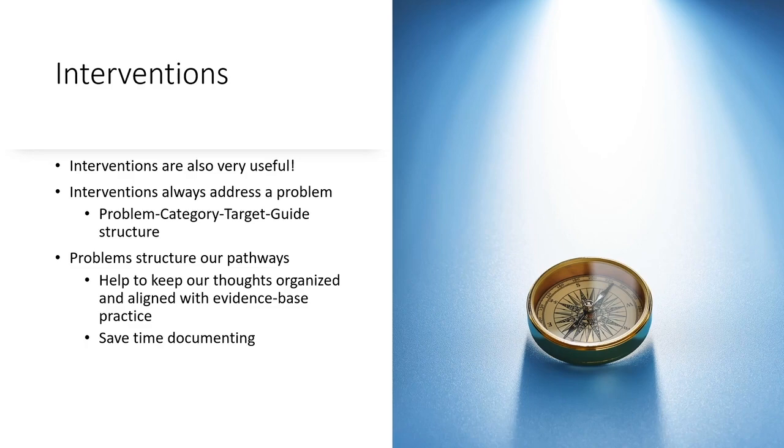Next, let's talk about interventions. The Omaha system allows you to plan and document care. Interventions always address a problem using the problem, category, target, guide structure. Each part of the intervention structure provides important information. The problems classify all of health. The categories describe our actions: teaching, guidance, and counseling, treatments and procedure, case management, and surveillance.